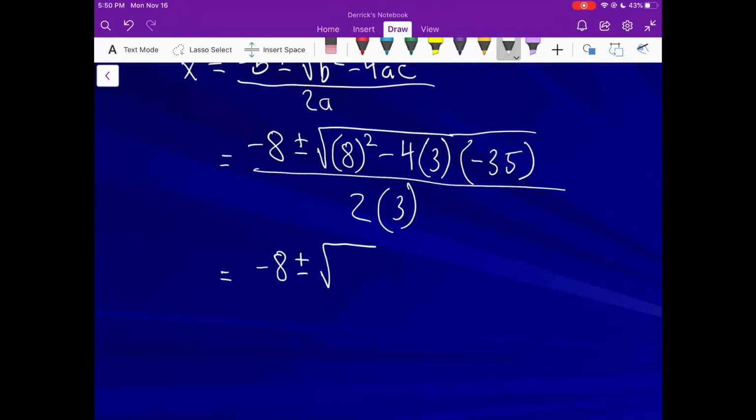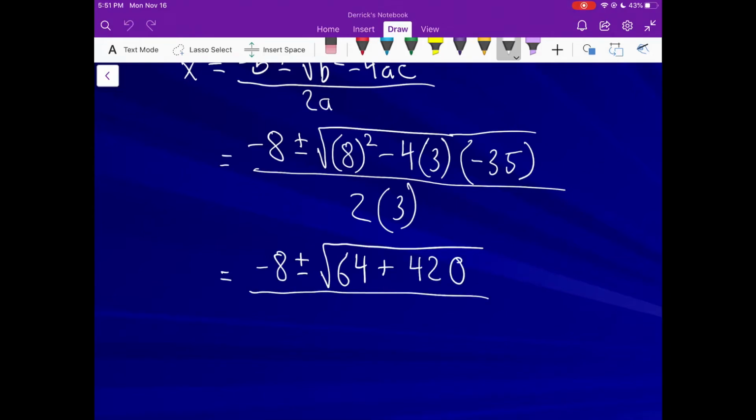So for now, I'm just rewriting the negative 8 inside the square root. 8 squared, like I just said, would be 64. If we have a negative 4 times a 3 times a negative 35, if that's how you want to look at it, or you can look at it as a positive 4 and just leave the minus there. I prefer to look at it as a negative 4. If we take negative 4 times 3, that's negative 12. And if we take negative 12 times negative 35, first off, a negative times a negative is a positive, so we know we're adding. And then we'd get 420.